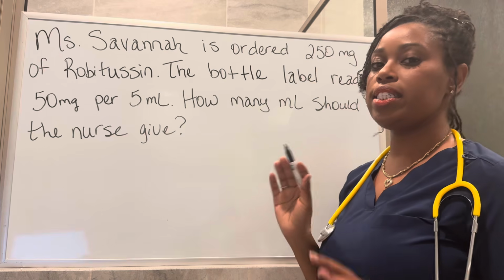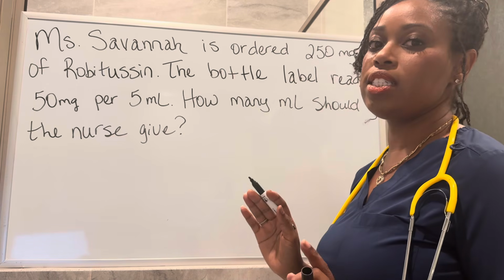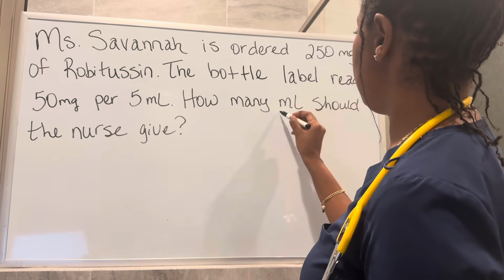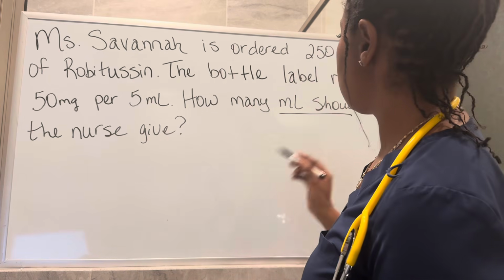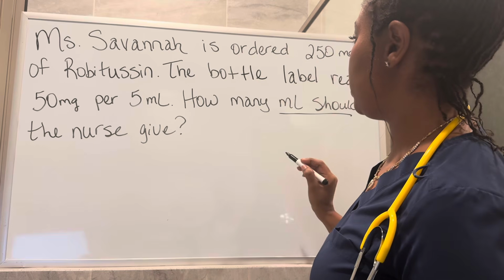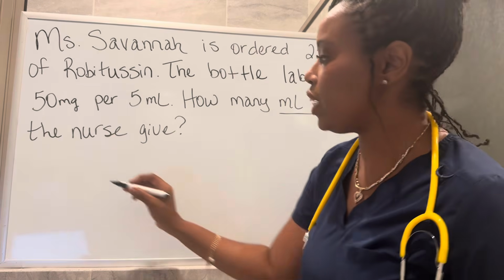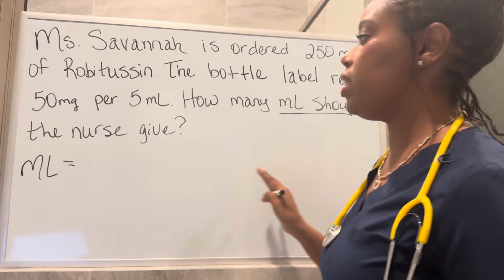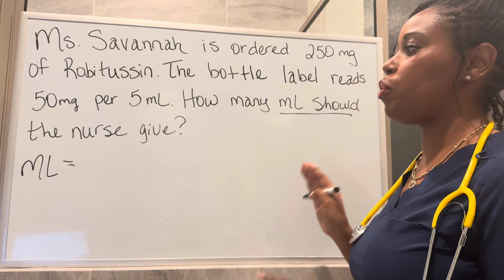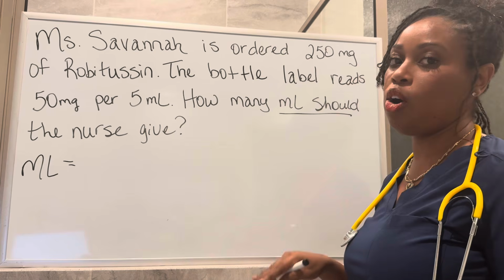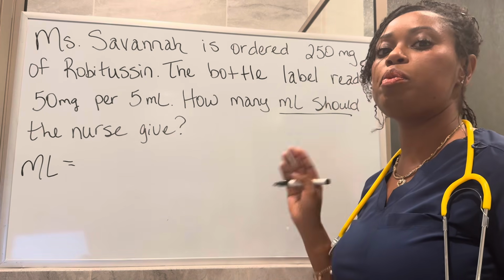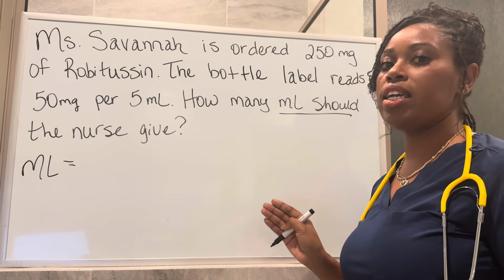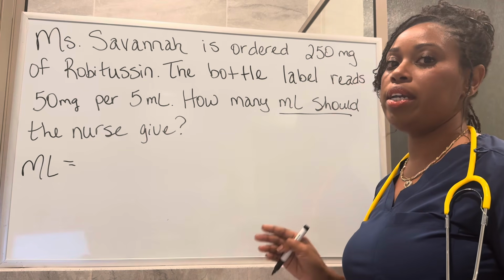All right, first let's see what the problem is asking us for so we know what we need to end up with. All right, so it's saying how many milliliters should the nurse give? So I know that I need to end my equation with milliliters. So that's what I'm going to write first. All right, milliliters, because at the end of my equation and all of my problem solving, I want to make sure that I end up with milliliters only. I don't want to end up with anything else. I want to make sure that when I'm doing my problem, I'm able to cross out everything that I don't need so that I'm only left with what I do need.